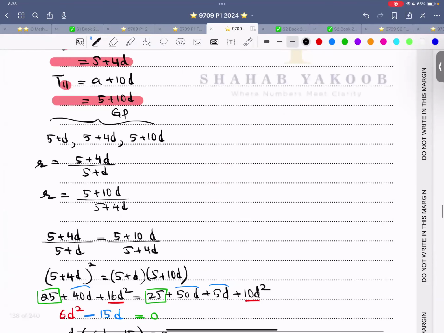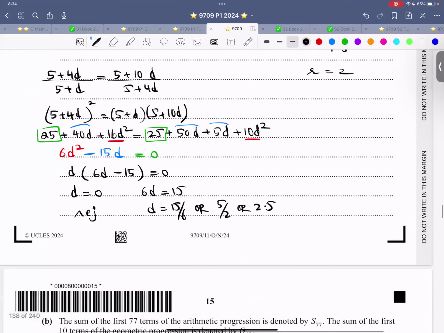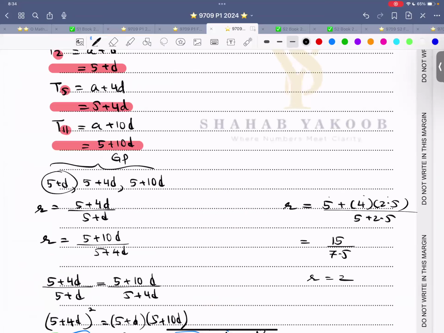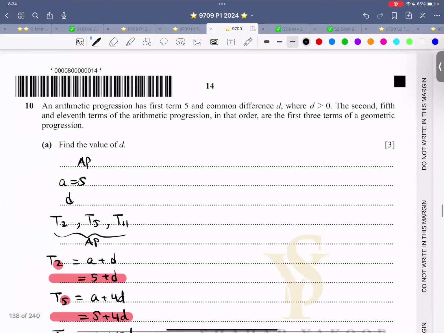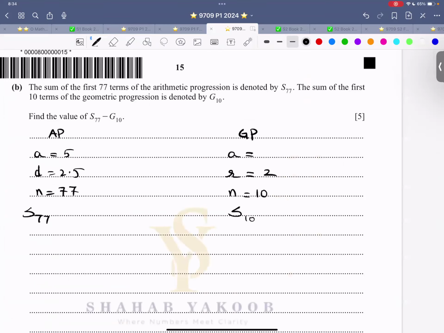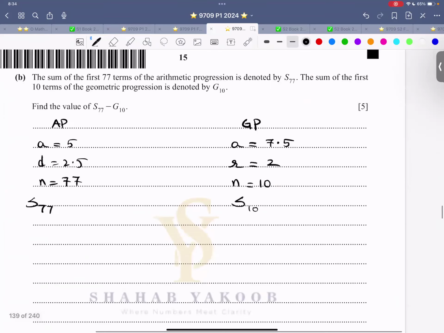So now, first of all, if I want to evaluate r, 5 plus 4 into 2.5 divided by 5 plus 2.5. 4 into 2.5 is 10. 10 plus 5 is 15. 5 plus 2.5 is 7.5. Therefore, r comes out to be 2. What is the first term out of these three? That is 5 plus d, in that order the first three terms. So 5 plus 2.5, that is 7.5.